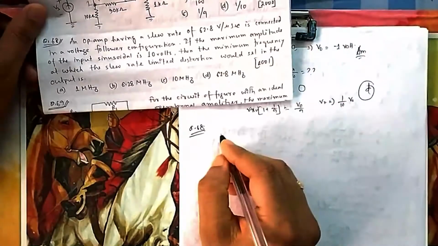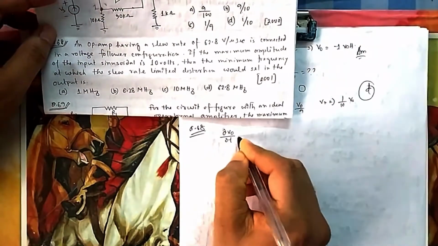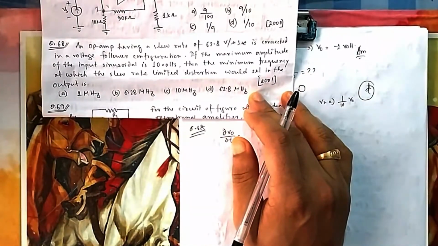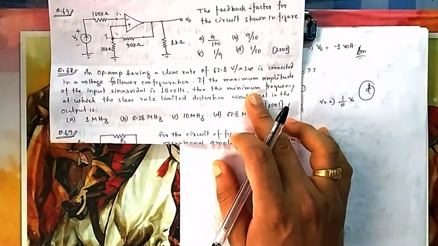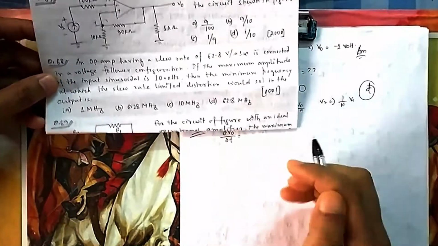What is the meaning of slew rate? Slew rate is the change of output with respect to time. That is given as 62.8 volts per microsecond, connected in a voltage follower. Voltage follower means it will follow the voltage only.